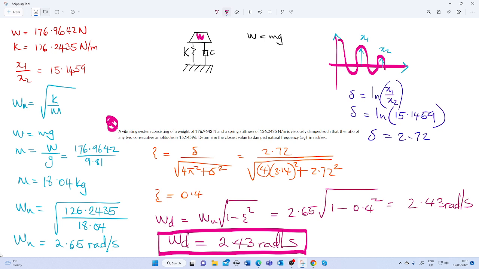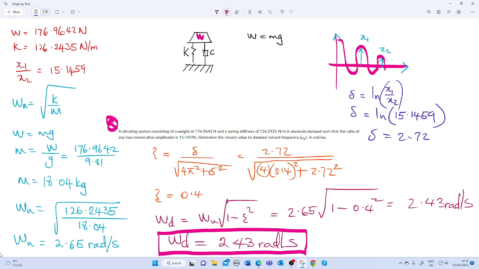Once again, a vibrating system consists of a weight of 176.9642 Newton and a spring stiffness of 126.2435 Newton per meter. It is viscously damped such that the ratio of the two consecutive amplitudes is 15.1496. Calculate the closest value of the damped natural frequency ωd in radian per second.